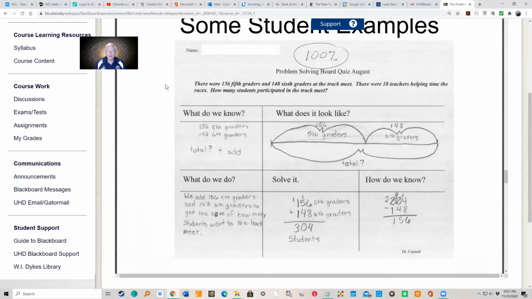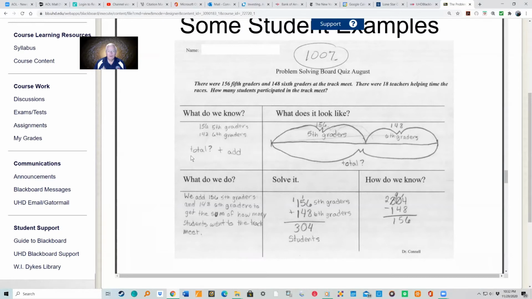And so when we talk about what do we know, one of the things that we know is we know there was 156 fifth graders. There was 148 sixth graders. You notice we did not put down 18 teachers. The student recognized that that was extraneous information. Not every piece of information is going to be used. And in a good problem, quite often you'll include extra information so that you will learn how to identify what's important in solving the problem and what is not.